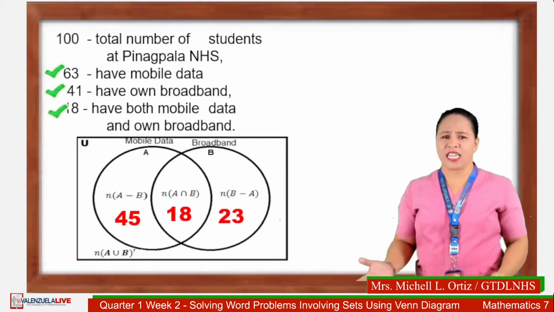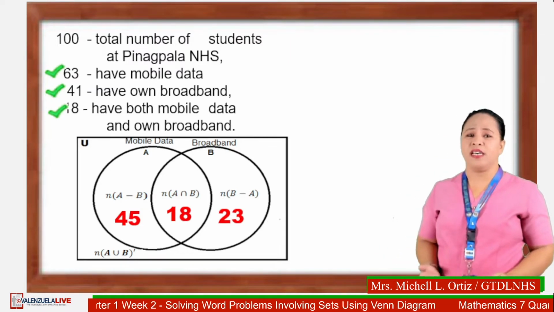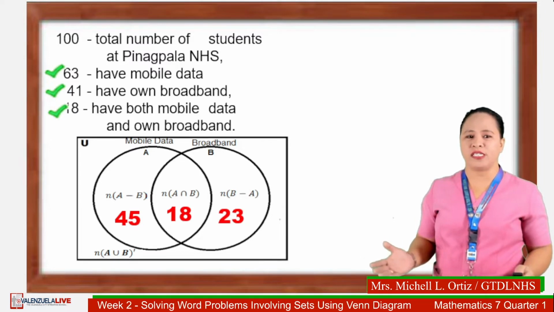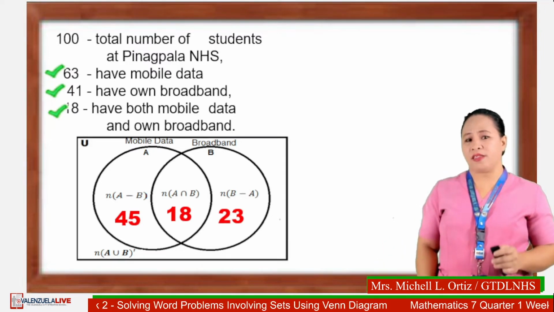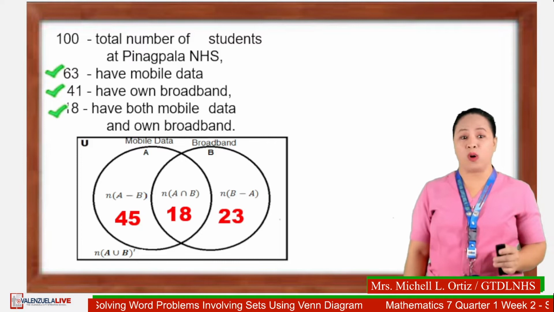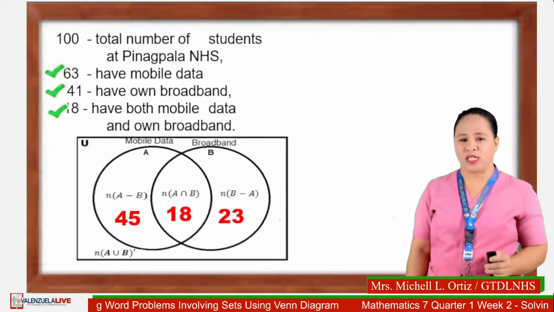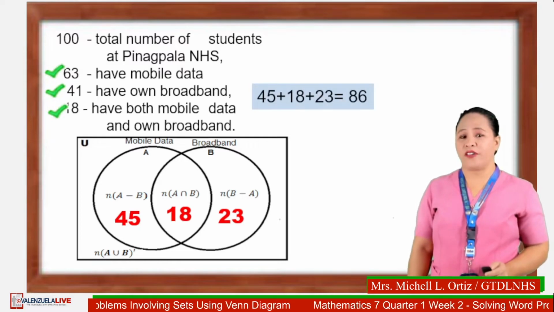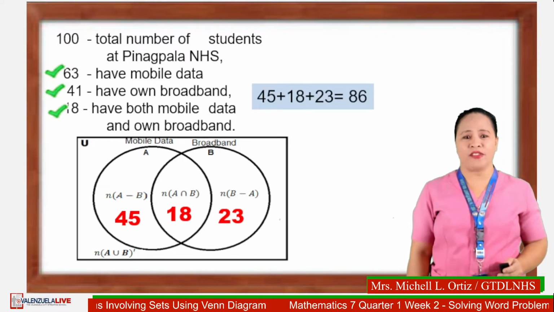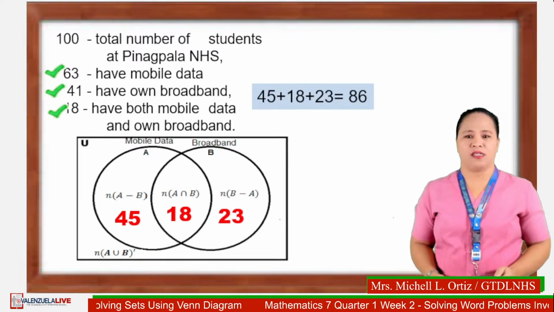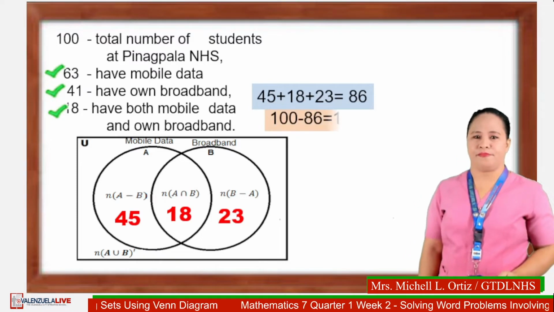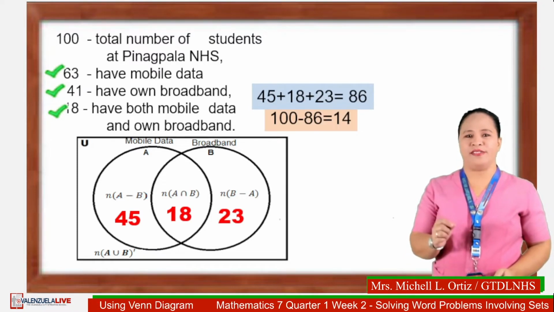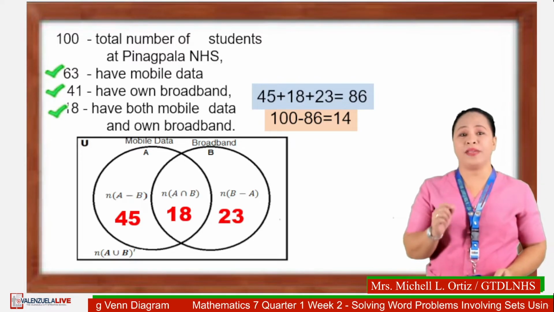Next, let's see if we have already satisfied the cardinality of the universal set, which says that there are 100 students in all at Pinagpala National High School. So, let us see. 45 plus 18 plus 23 is only 86. And what does it mean? Very good. There are still 14 students who are missing.